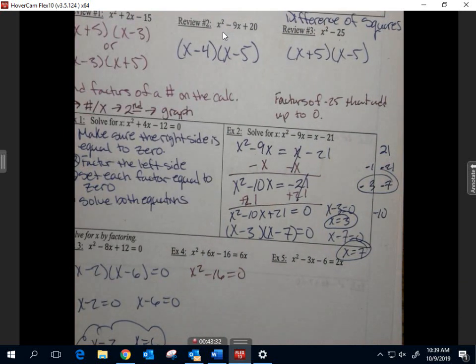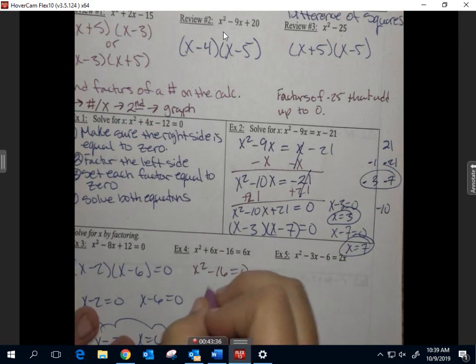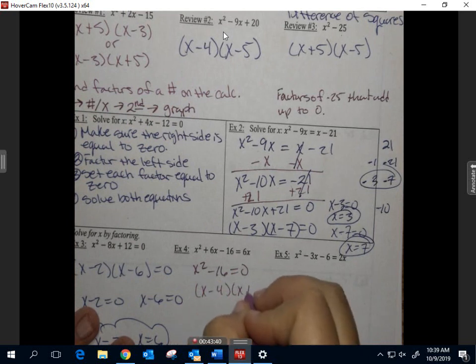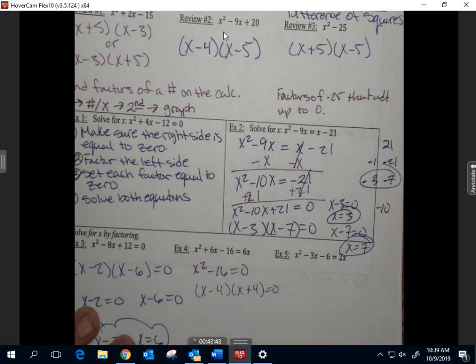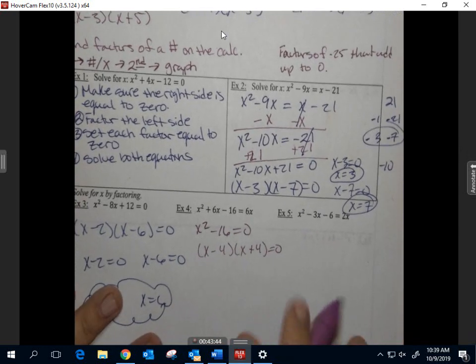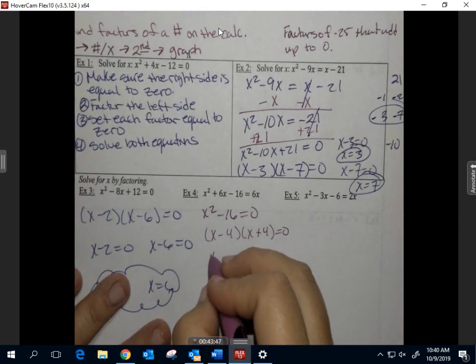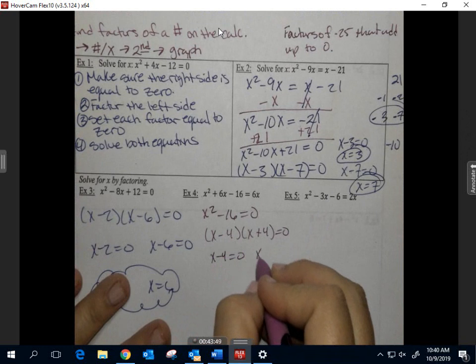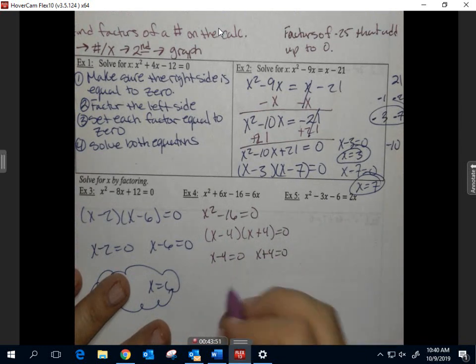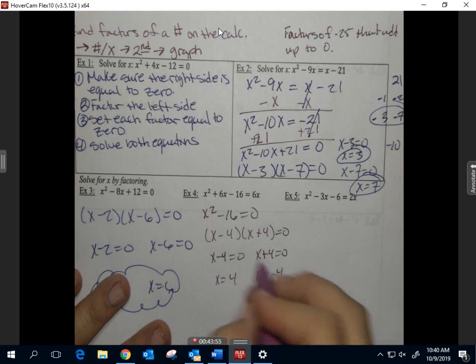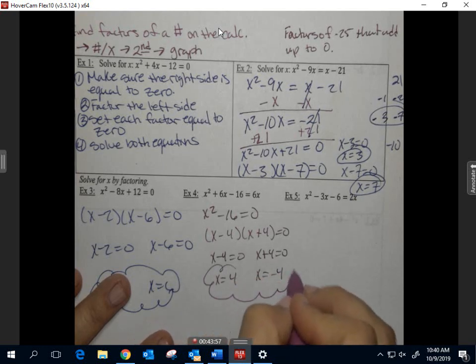So I'm looking for opposites that multiply to give me negative 16. You should have gotten x minus 4, x plus 4. So your x minus 4 equals 0, x plus 4 equals 0, x is going to equal positive 4, and x is going to equal a negative 4. And there's the solutions.